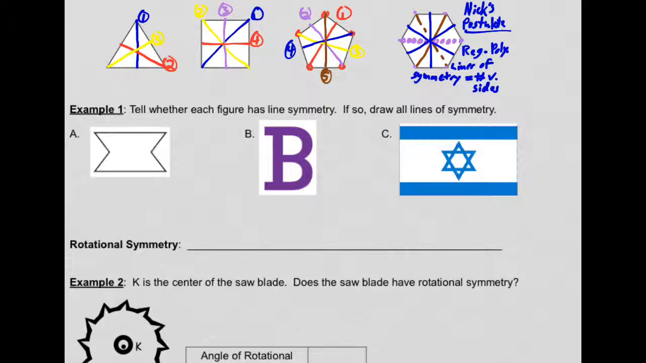Example 1, tell whether each figure has a line of symmetry. If so, draw all the lines of symmetry. Okay.